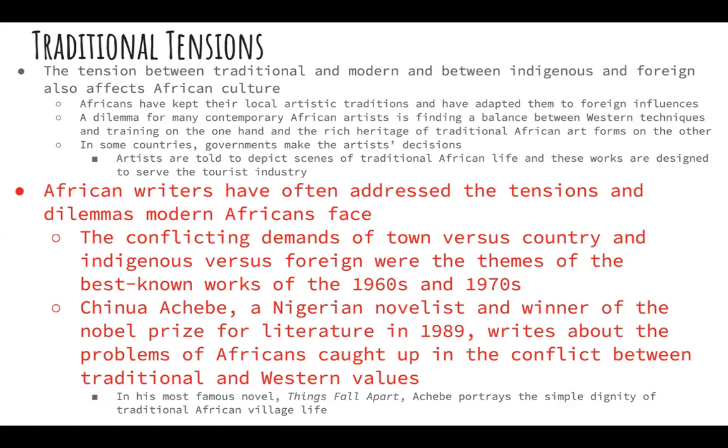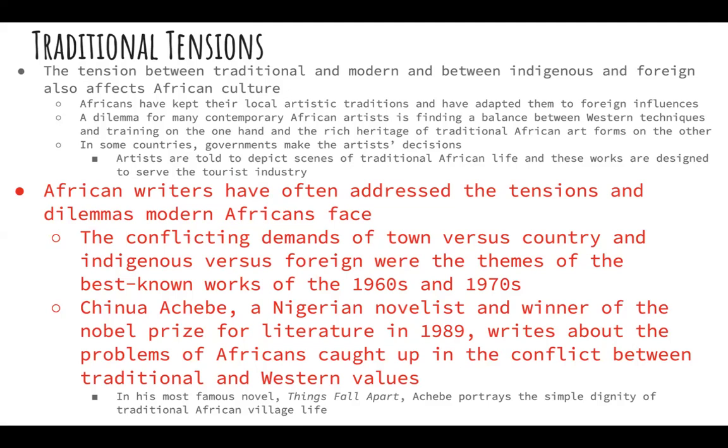Traditional tensions. So the tensions between traditional and modern, between indigenous and foreign, also affect African culture. Africans have kept their local artistic traditions and have adapted them to foreign influences. A dilemma for many contemporary African artists is finding a balance between Western techniques and training on the one hand, and the rich heritage of traditional African art forms on the other. In some countries, governments make artists' decisions. Artists are told to depict scenes of traditional African life, and these works are designed to serve the tourist industry. Hmm.